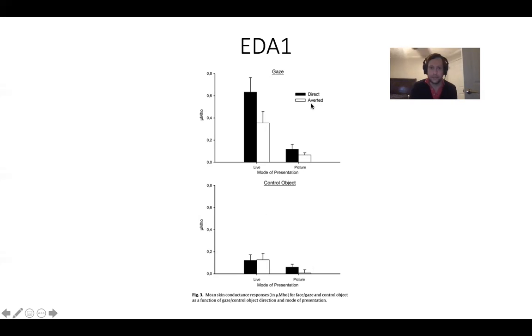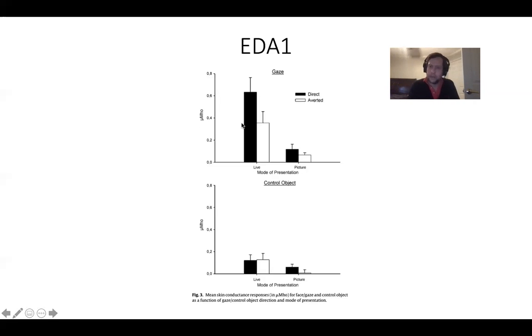When you're looking at the actual live objects, you particularly get a big skin conductance increase, a big response to the live faces. And that response is bigger when you're getting direct gaze compared to an averted gaze. So bigger skin conductance response is basically when you're in direct eye contact compared to when the eye contact is averted. And you get that for the person, but you do not get a difference for the radio. So you get little boosts in skin conductance response when you're looking at a radio, but it doesn't matter whether the radio is making eye contact with you or not.